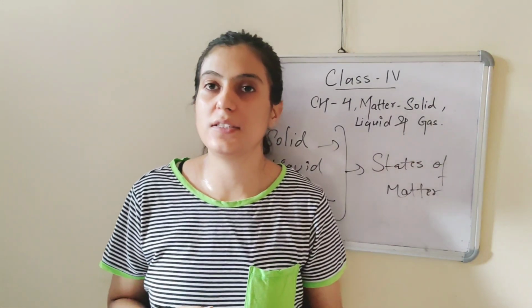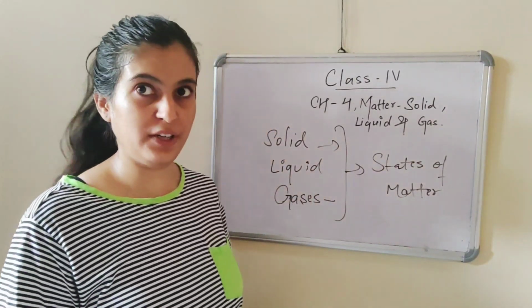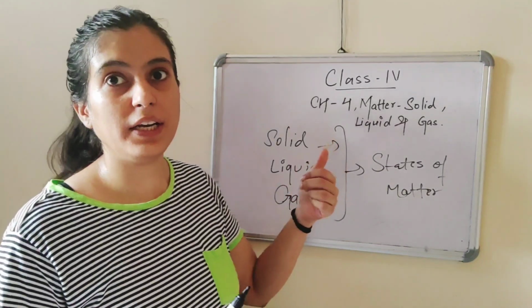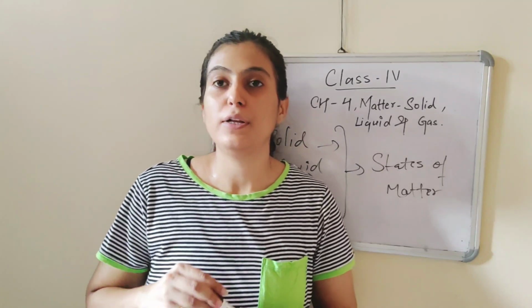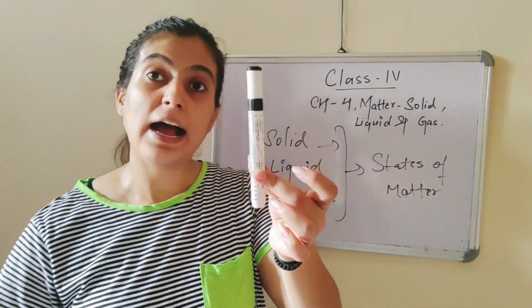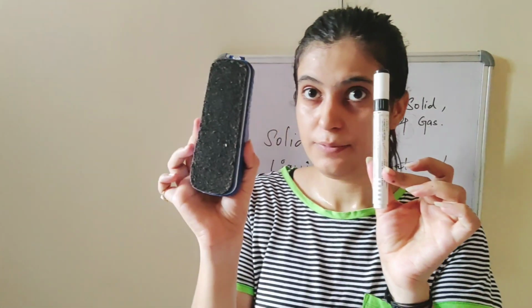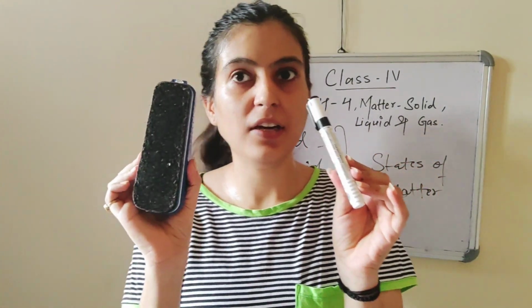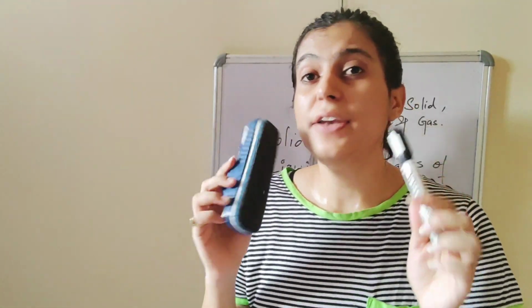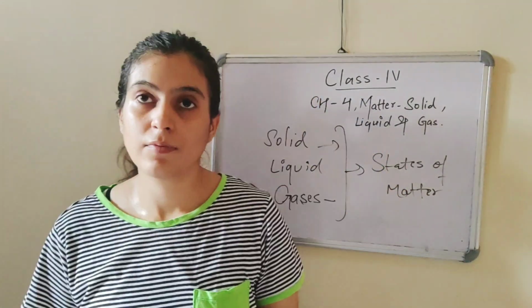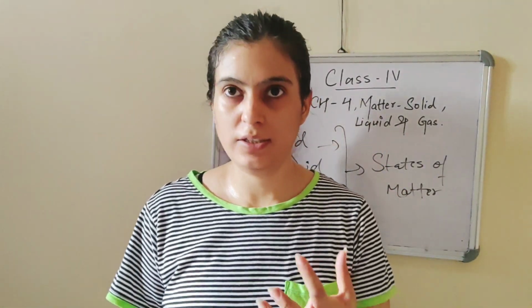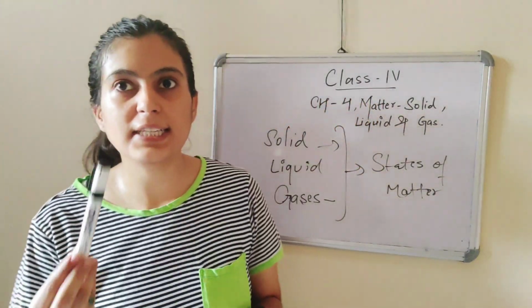Now let us discuss the three different states. First one is solid. For example, your marker, right? And also this duster. See, these have different shapes, right? Now, why do they have these different shapes? For this, you have to understand what matter is made up of.